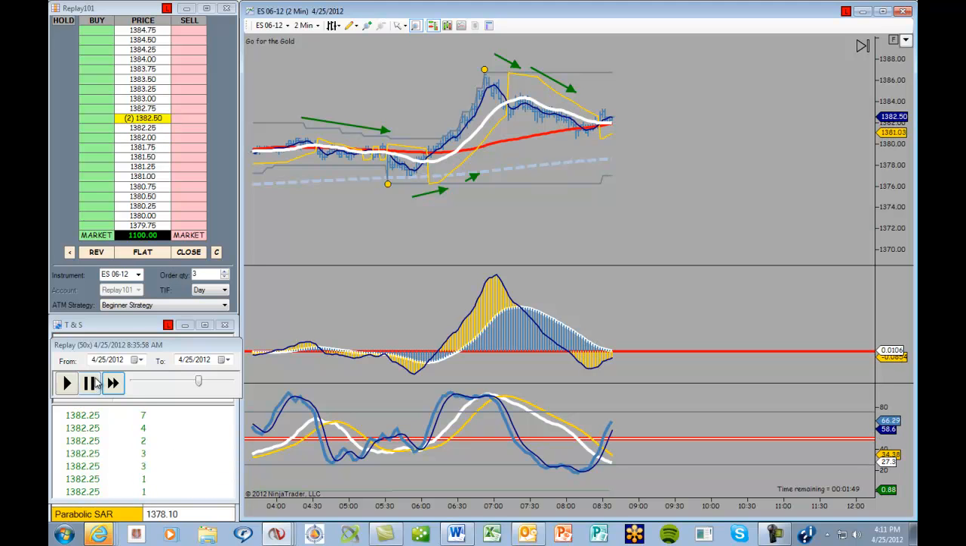Got mixed signals on the stochastics, don't we? Slow is down and fast is currently up. So let's wait until they join up again, like right there.